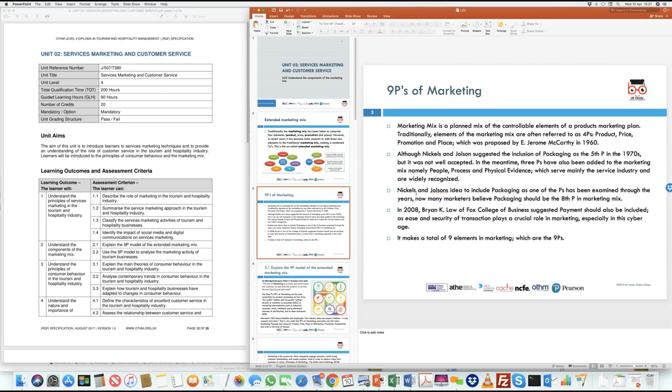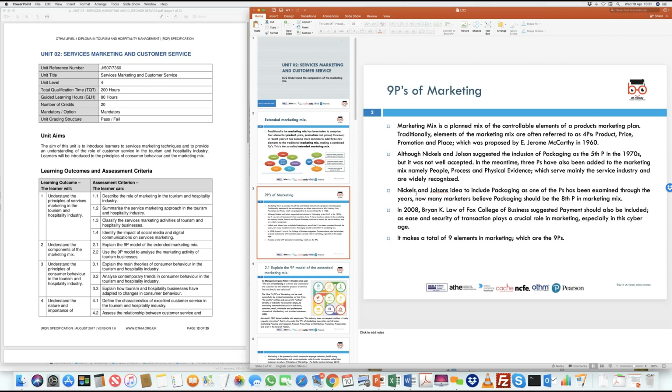Now, at some stage, packaging was also added, and that became the 8th P. Nichols and Jolson actually tried to add that in the 1970s, but there was not enough support and research available at that point in time. But when industrialization started, packaging of the product obviously became important. An example here would be when you buy an Apple iPhone or a Samsung Galaxy, you find they spend a lot of money on packaging as well, because that provides the experience when you unbox the phone.